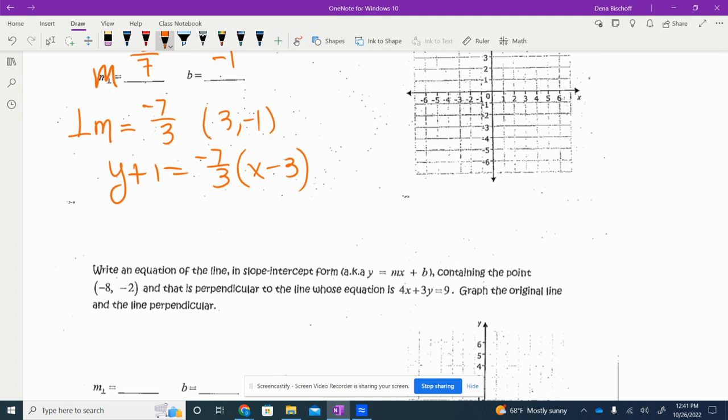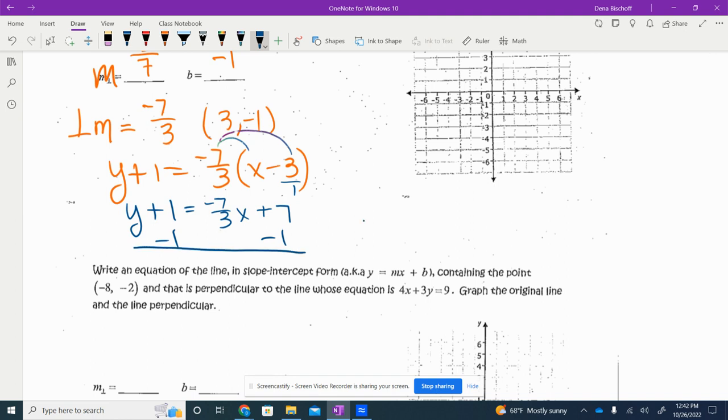Okay, so listen, let's do this. We're going to distribute. y plus 1 equals negative 7/3 x. Negative 7 times negative 3 is positive 21. 3 times 1 is 3. What is 21 over 3? 7. You guys are awesome. She said it first. 7. Okay, last step. What do I need to do? Subtract the 1 from both sides. So y equals negative 7/3 x plus 6.